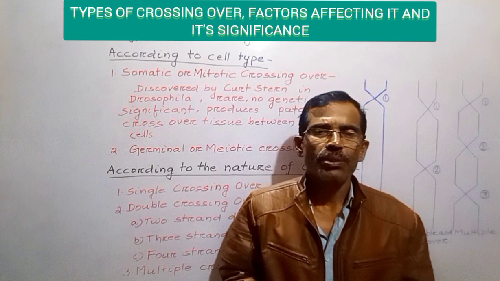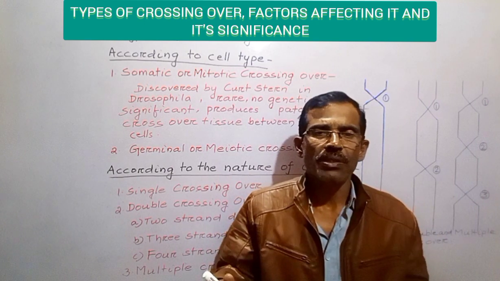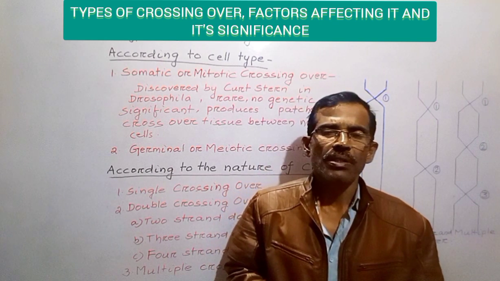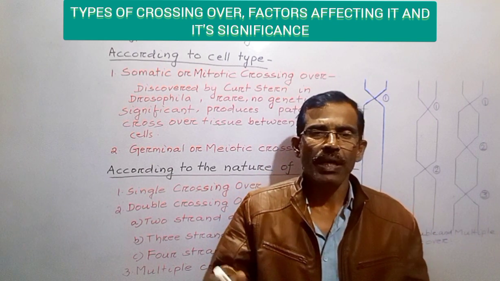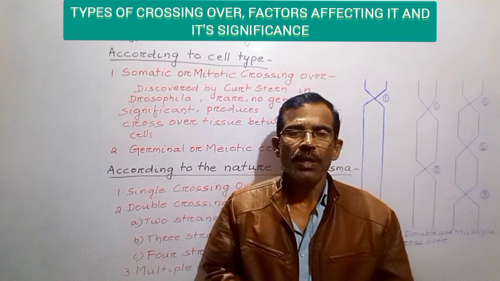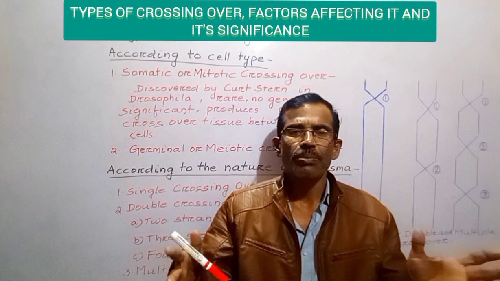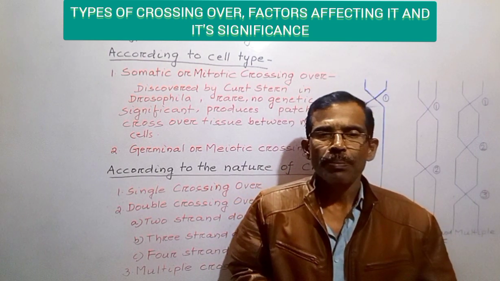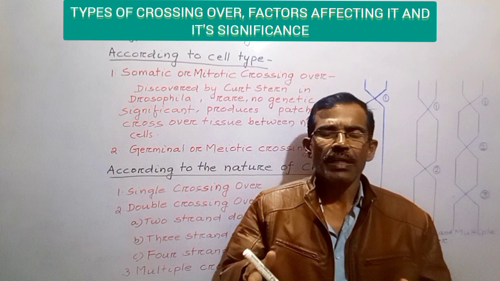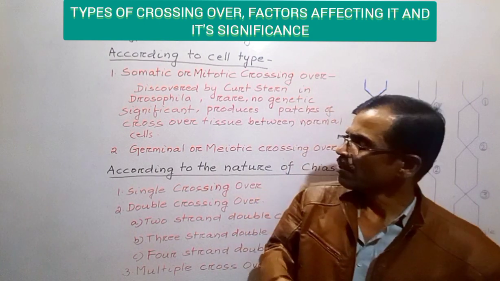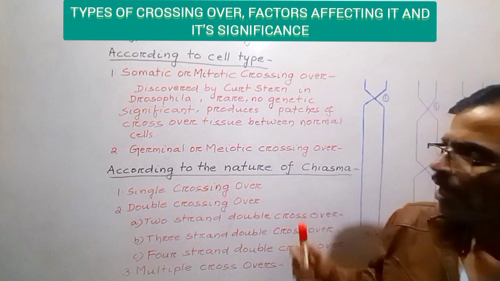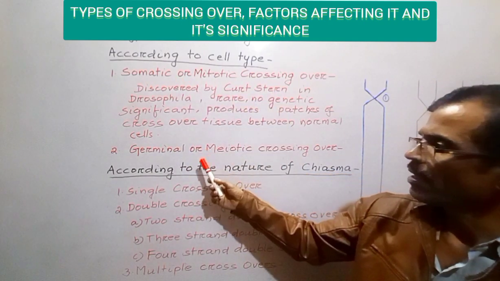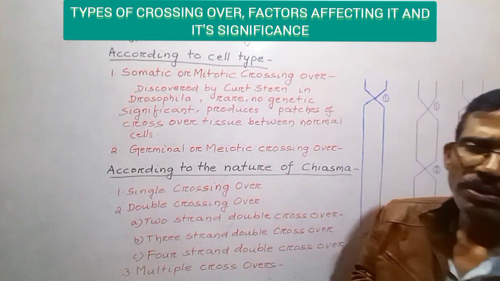Friends, today we shall discuss types of crossing over, factors affecting the frequency of crossing over, and its significance. Crossing over is the reciprocal exchange of genetic material between homologous chromosomes. Depending on the type of cell in which it occurs, crossing over is divided into two types. One is somatic crossing over and the other is germinal crossing over.